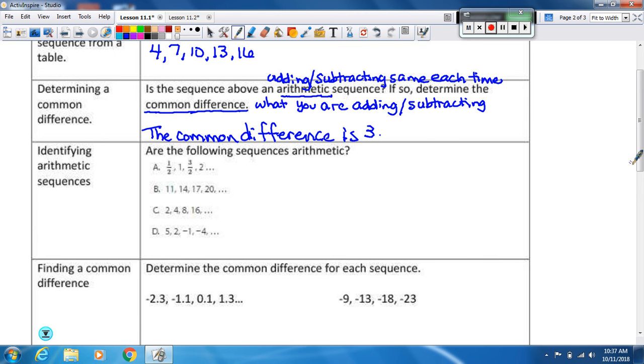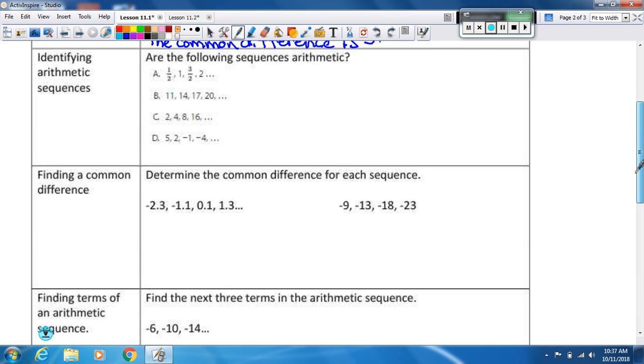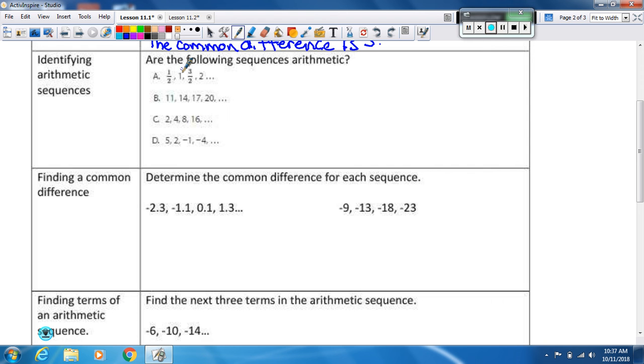Okay, are the following sequences arithmetic? A is adding 1/2 each time. 1/2, 1, 1 1/2, which is the same as 3 halves, 2. So yes, that's arithmetic. Choice B, the second one, is adding 3 each time, so it's adding the same number each time, so that's a yes. Number C is adding 2, adding 4, adding 8. It's not adding the same each time, so that's a no.